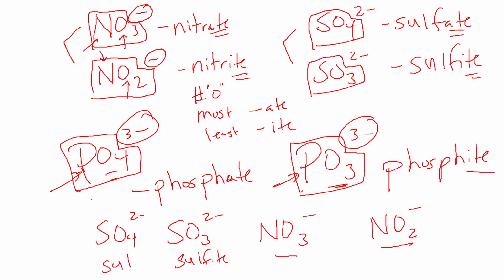Boom, now you have sulfate. So again, to adjust from ite to ate, you add an oxygen. To adjust from ate to ite, you lose an oxygen. So again, knowing that adjustment is a really helpful thing when you're dealing with polyatomic ions.